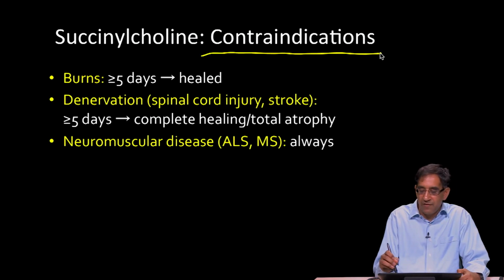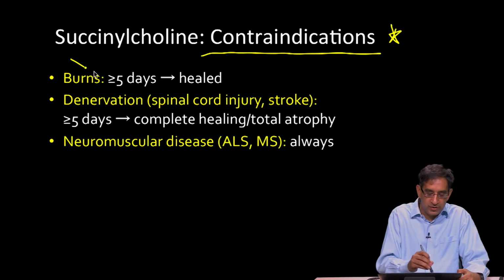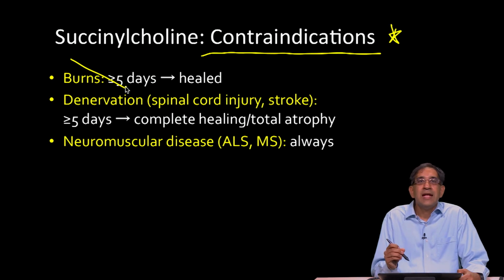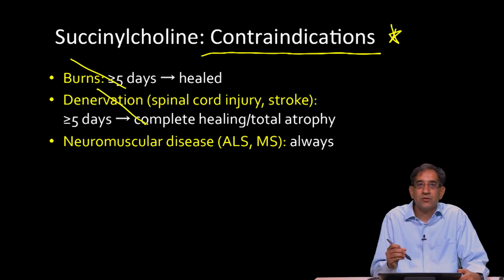Succinylcholine also has some very specific contraindications. These are reasons not to give the medication. Fortunately, they're fairly rare, but you need to keep them in mind. In any person who is greater than 5 days after acute burns, you're not going to want to give succinylcholine, so don't give it in these patients. In any patient who's had a spinal cord injury or stroke and they're greater than or equal to 5 days out, you're going to want to avoid succinylcholine.